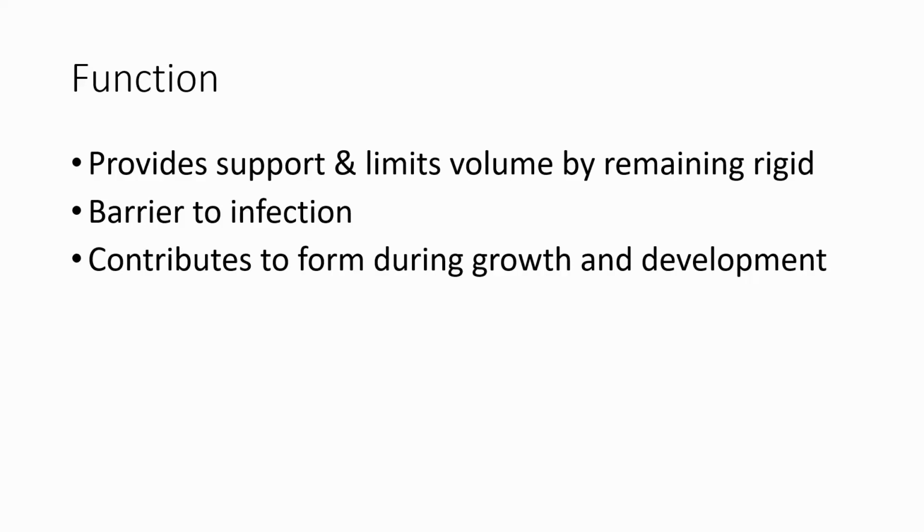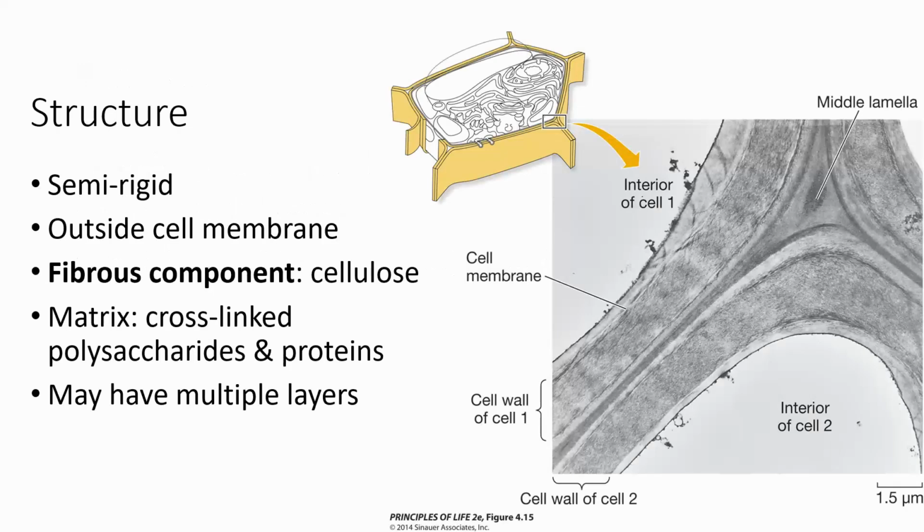They're a barrier to entry into the cell, so a little bit of homeostasis. They also provide support. Remember, plants don't have bones, so a lot of their physical structure that supports them is cell walls. Unless you're talking about trees, they have other things. And then they're also important during growth and development.